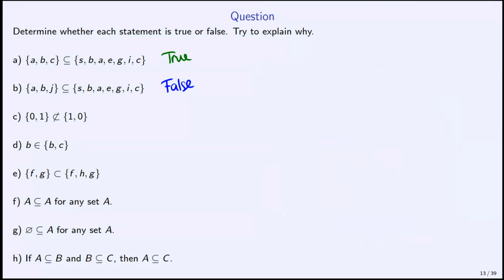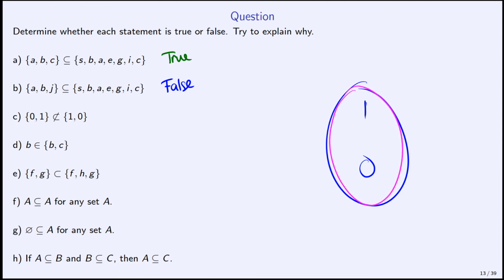Let's take a look at 1 and 0. So this is our set, and we're asking, is {0, 1} not a proper subset of {1, 0}? Okay, well, if I circle 0 and 1, oh, this is the same circle. This is the same circle. But I'm asking about a proper subset here, right? So this is like the less than sign. These cannot be equivalent. So the answer is, this is true.